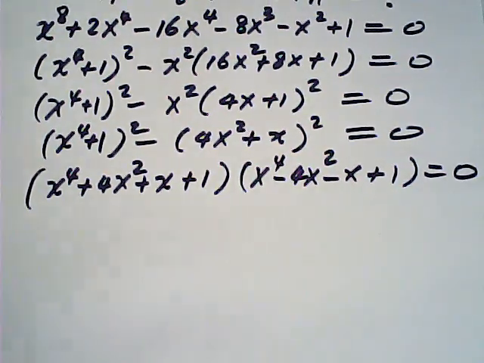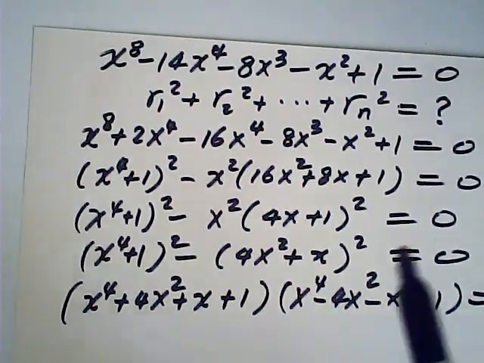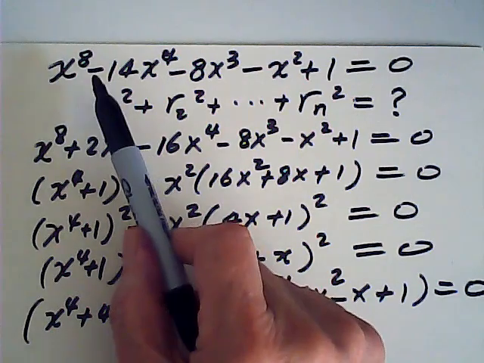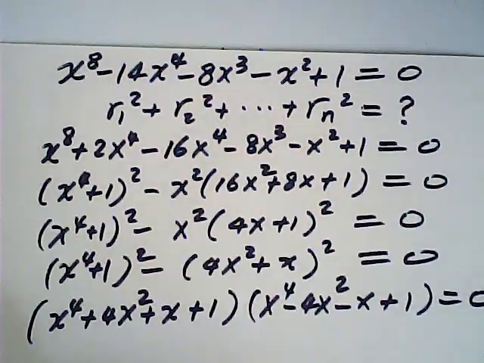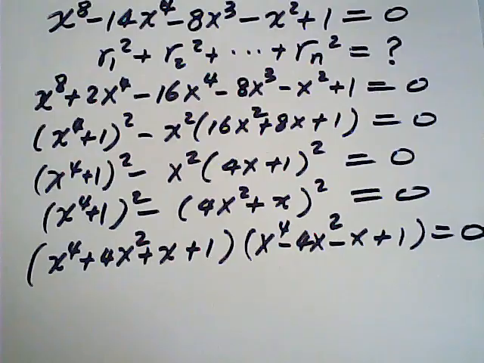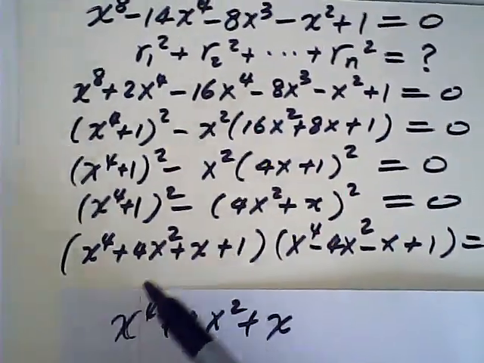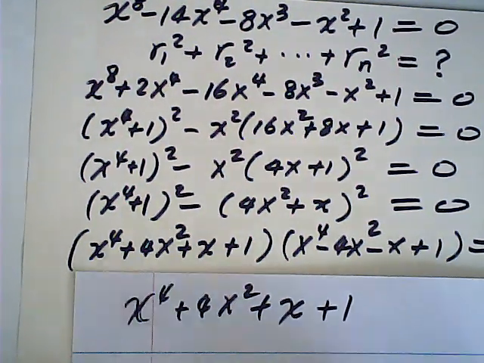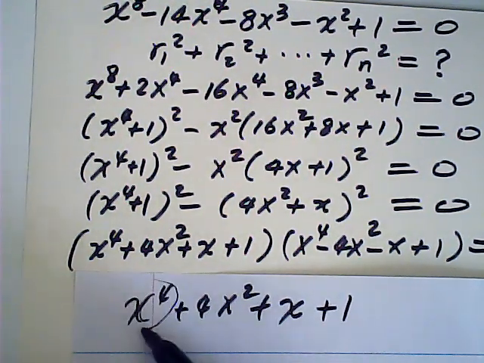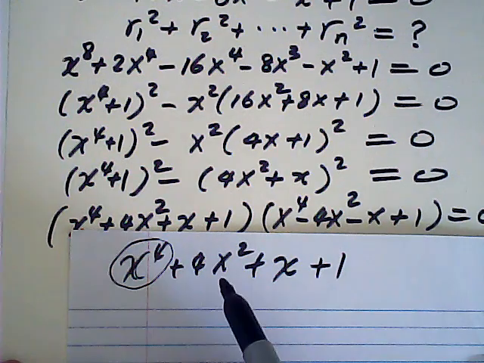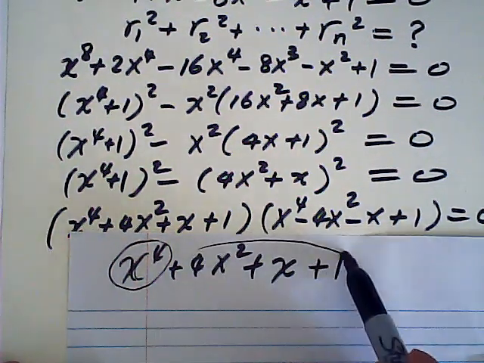Now we can analyze the roots better. This equation has 8 roots. 4 roots are there, 4 roots are there. For this one, we know that this is always positive if x is real.